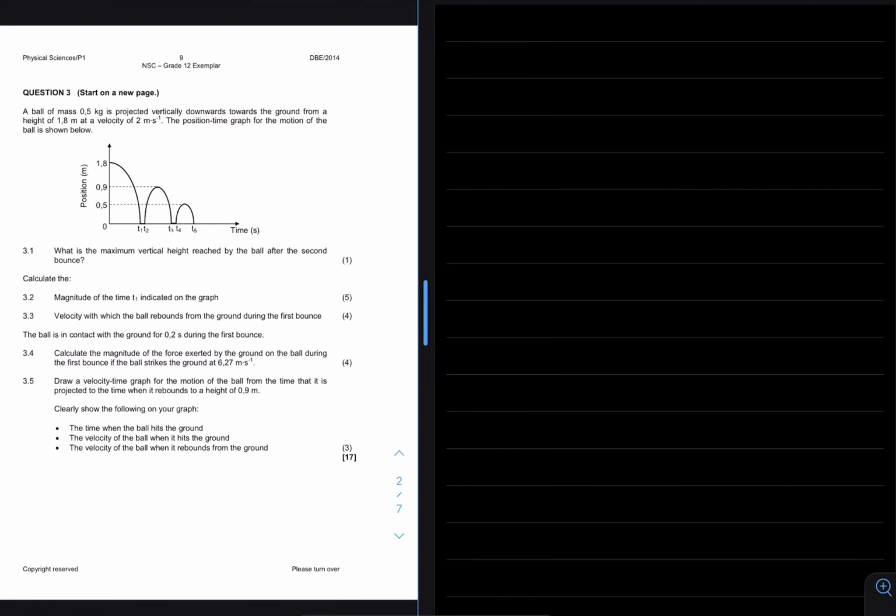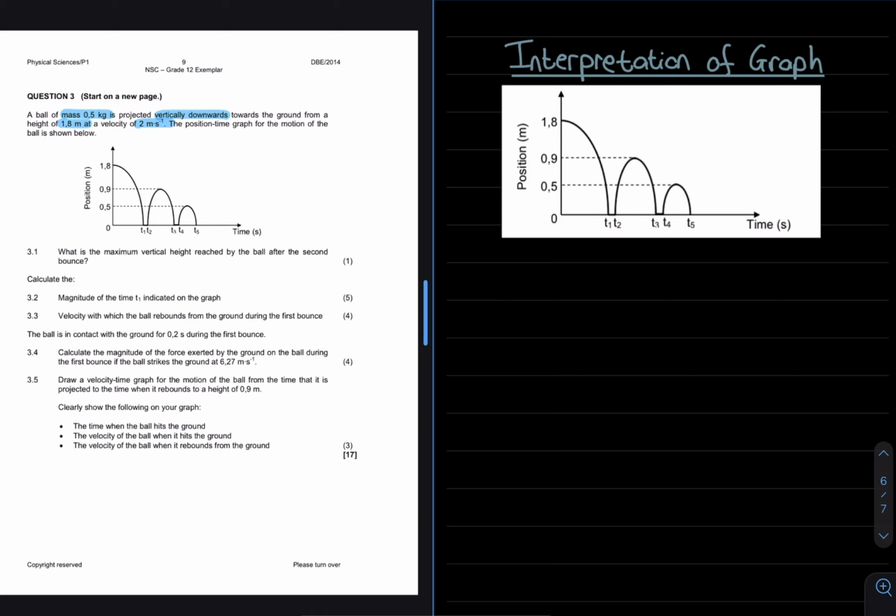In the next exam question, we have a ball with a mass of 0.5 kilogram, which is projected vertically downwards towards the ground from a height of a building of 1.5 meter at a velocity of 2 meters per second. The position time graph for the motion of the ball is shown below. In this position time graph, we can see that the ball is thrown initially from a height of 1.8 meters above the ground, and it is thrown with an initial velocity of 2 meters per second downwards.